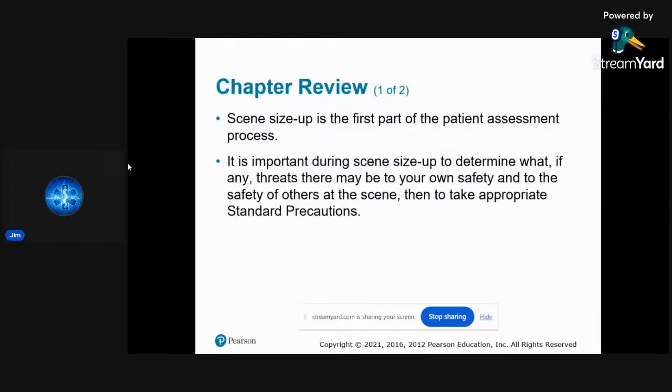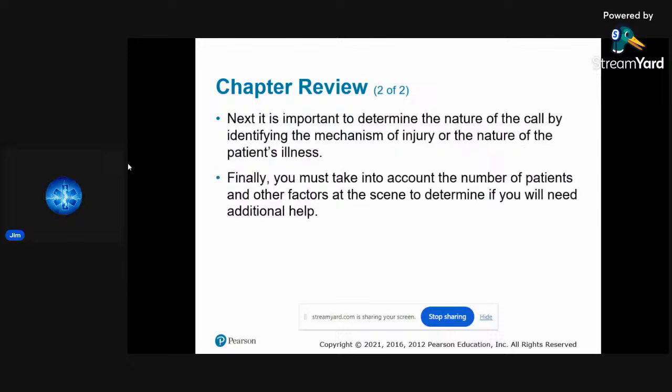Going to chapter review now. Scene size up is the first part of the patient assessment process. It's important during scene size up to determine what, if any, threats may be to your own safety and the safety of others at the scene. And then we're going to take standard precautions. Next, it's important to determine the nature of the call by identifying either the MOI, mechanism of injury, or the NOI, the nature of illness. Finally, you must take into account the number of patients and other factors at the scene to determine if you're going to need additional resources.